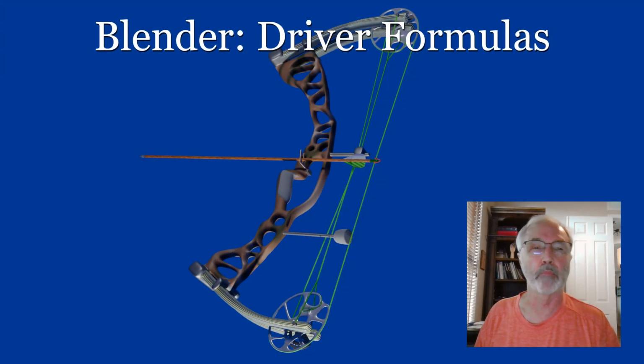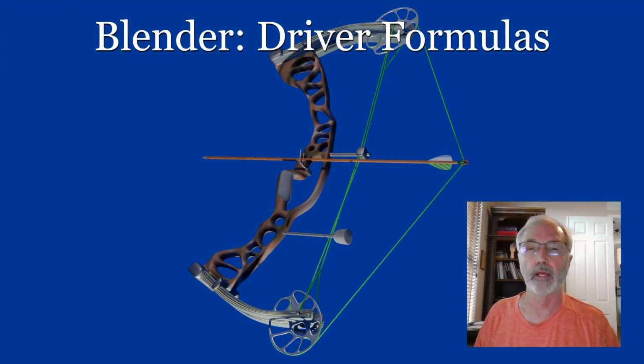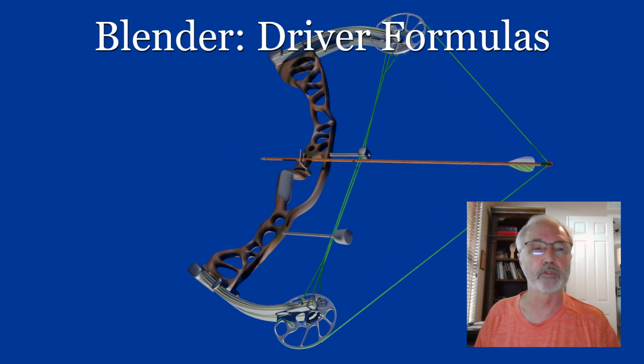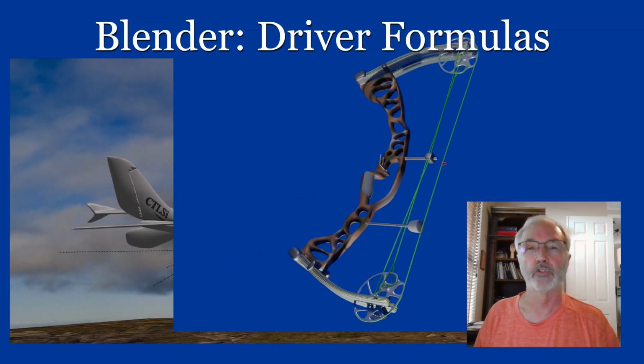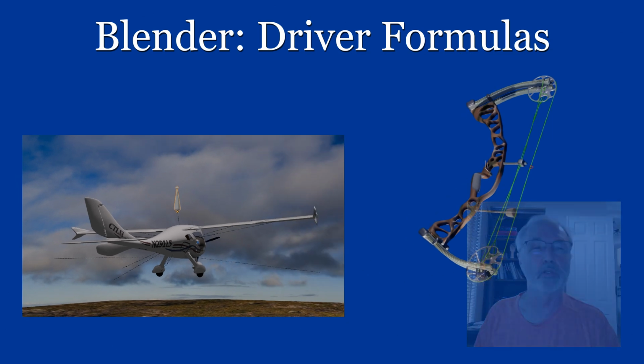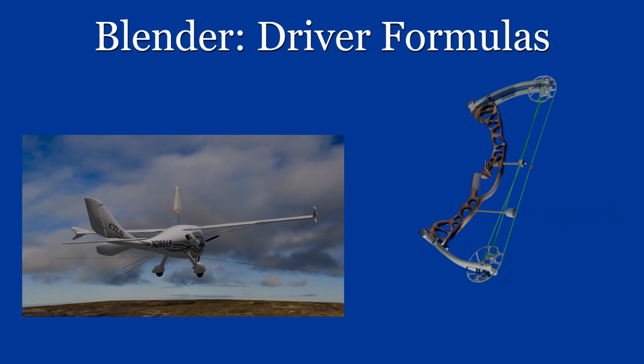Similarly, with a compound bow, the bending of the limbs, rotation of the cams, barrel movement, and string movements all need to be coordinated with drawing of the bowstring. Specifically, we're going to look at the formulas and drivers for coordinating these movements.